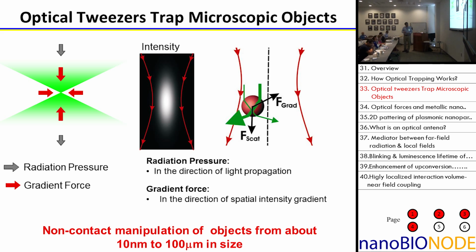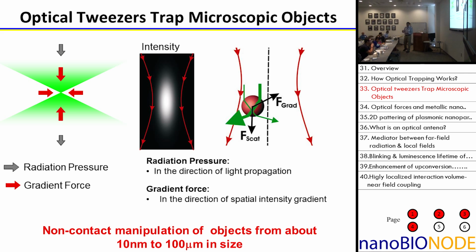Those two forces typically compete with each other, right? And when you have the gradient force winning, then you can entrap this particle, and then you can move it around. You can measure forces. You can trap many of such particles and see how they interact.